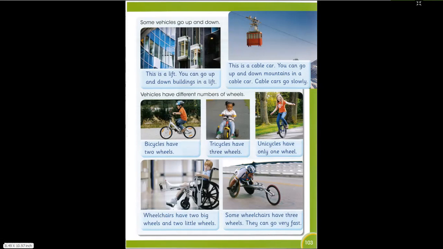Then we have cable cars. Cable cars are mostly in mountain places where there are mountains and hills. If you want to go up on the mountain, or down from the mountain, there are cable cars. You can sit in them and it will move. The cable cars move slowly. After this, we studied the vehicles that have different wheels.